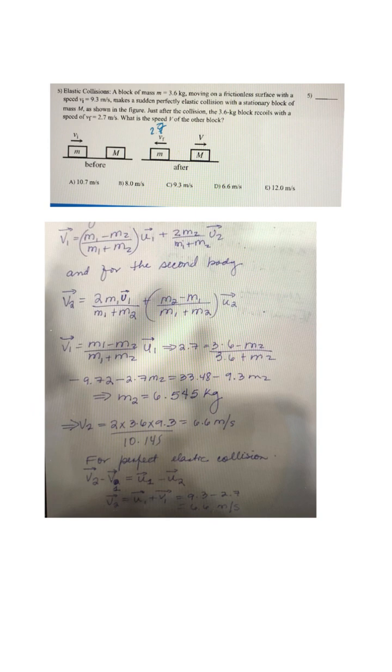Then for v2 we have 2 times 3.6 times 9.3 over 10.15, which equals 6.6 meters per second. So then for the perfectly elastic collision, v2 minus v1 equals u1 minus u2, so v2 equals u1 plus v1, which ultimately, when we plug in our numbers, is 9.3 minus 2.7, which gives us 6.6 meters per second.